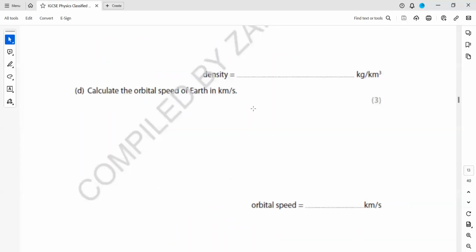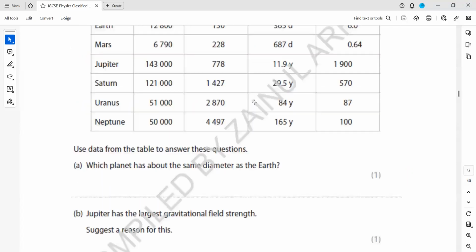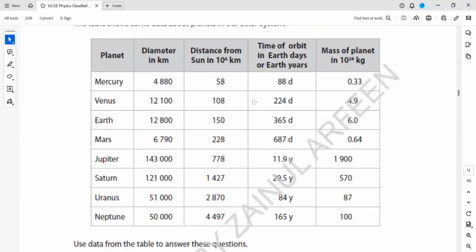The orbital speed of the Earth in kilometers per second. How many kilometers does Earth cover in 1 second? If we need the orbital speed of the Earth, the orbital speed is 2 pi r divided by t. So it will be 2 into 3.14 into the radius of Earth's orbit, from the Sun to Earth. How much is the distance?